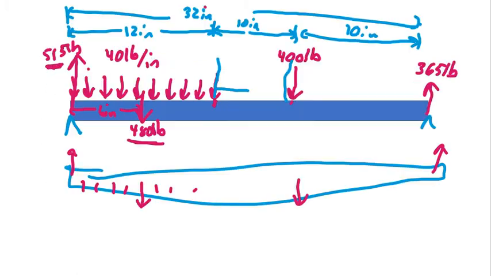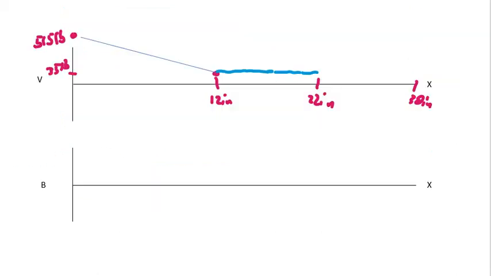Then I have a jump of 400 pounds down. So 515 up, minus 480 down, minus 400 down. My force is 365 down, or negative 365. So I have a jump, and now it's a jump because that's the total force felt right at that point.